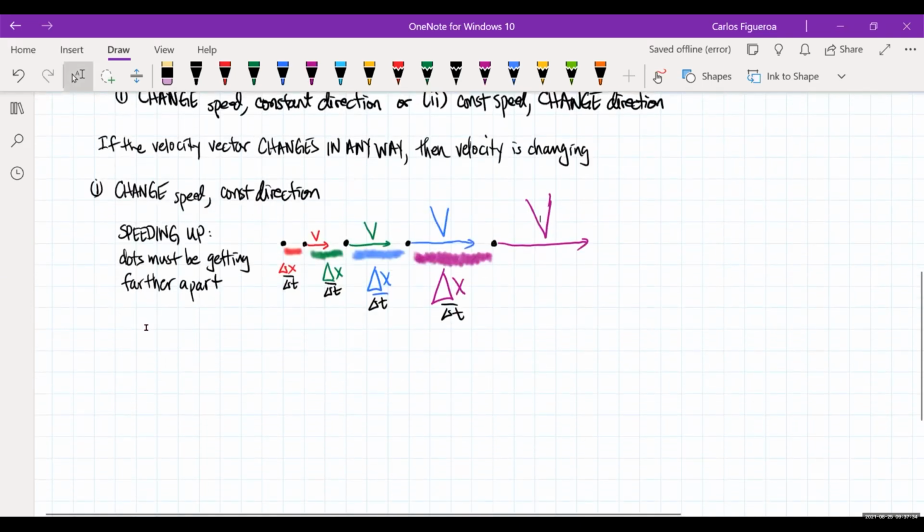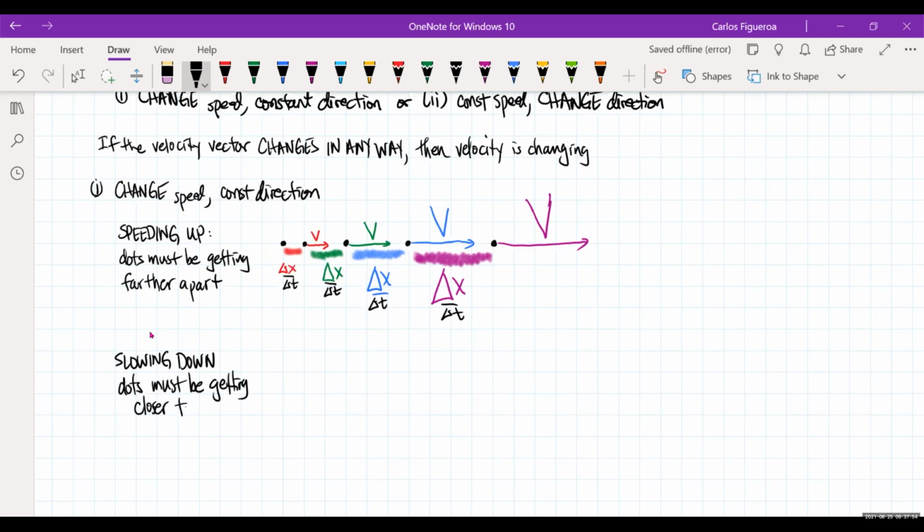I could be in the other situation where I'm slowing down. So if I'm thinking about slowing down, then the dots must be getting closer together. So if I follow the same procedure as before, what am I seeing? Well, I see a dot here, and then I'm going to go, let's say 4 squares, and then the spacing is being reduced. So you're seeing something like this.